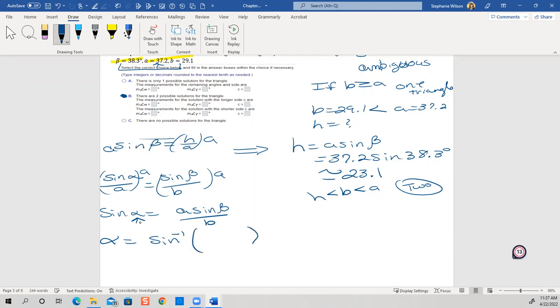Now I'm going to go ahead and plug in what I know. A is 37.2, sine of beta, which is 38.3 degrees, divided by B. B is 29.1. We're going to type this all in our calculator and we get 52.4 degrees. All right, so now I know what alpha is.